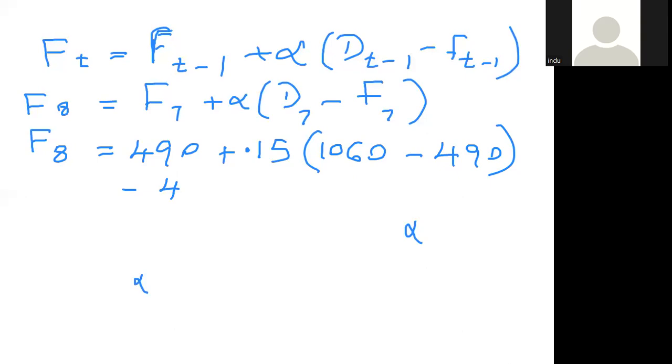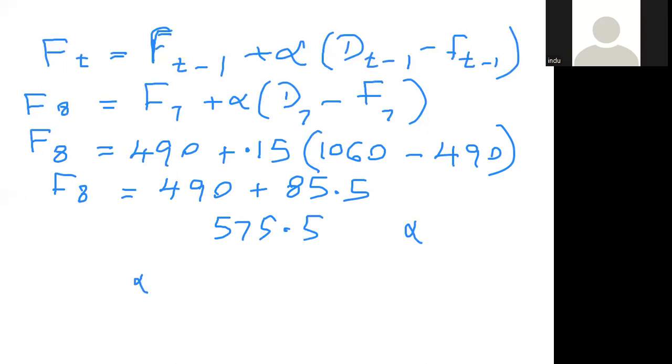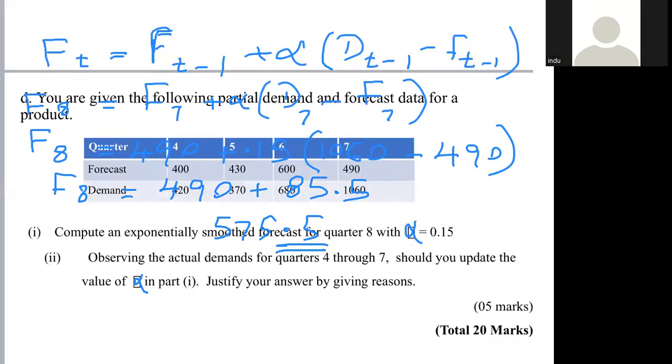So here you can use the calculator if you have that. So then the final value is, okay, this is the answer. What is our question then? The question asks to compute the exponential smoothed forecast for quarter 8, right? That value, the answer is 575.5, right? So we can write the approximation value.